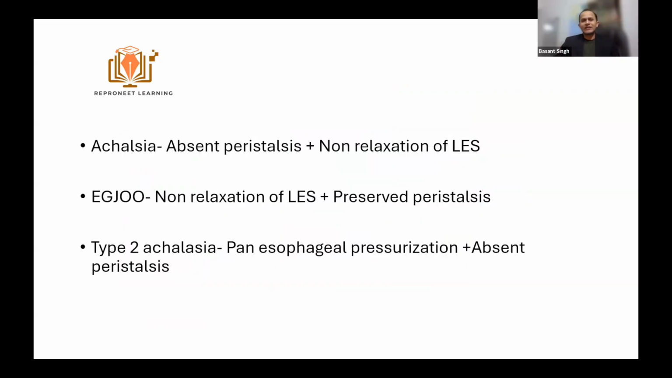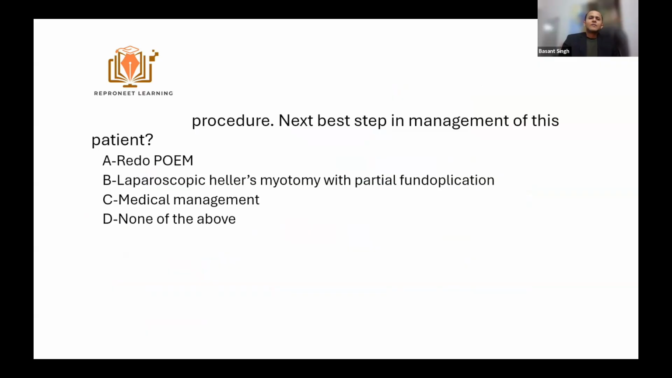This is how we differentiate achalasia cardia, with absent peristalsis and non-relaxation, and outflow obstruction, with non-relaxation and preserved peristalsis. Failed POEM, next best step in management. Again, this was a controversial question.